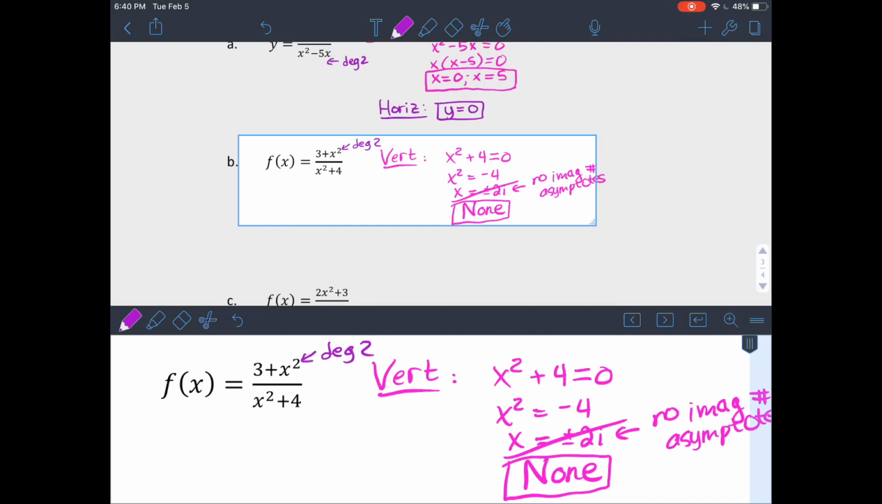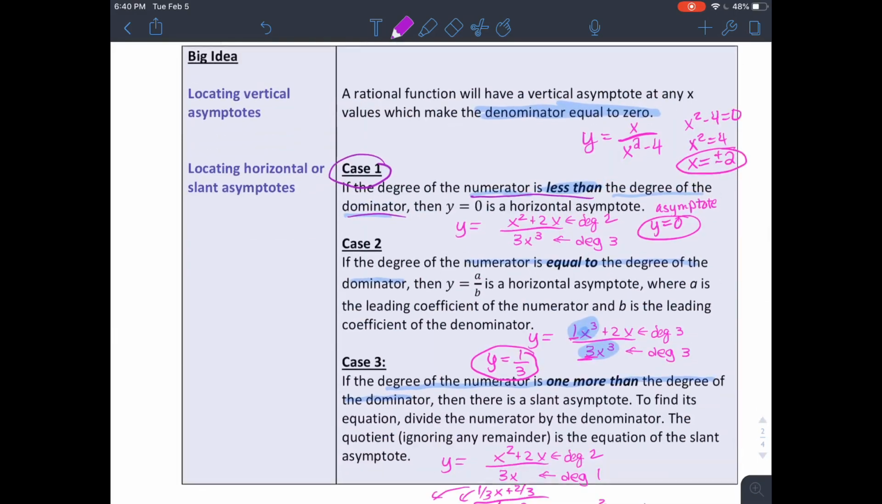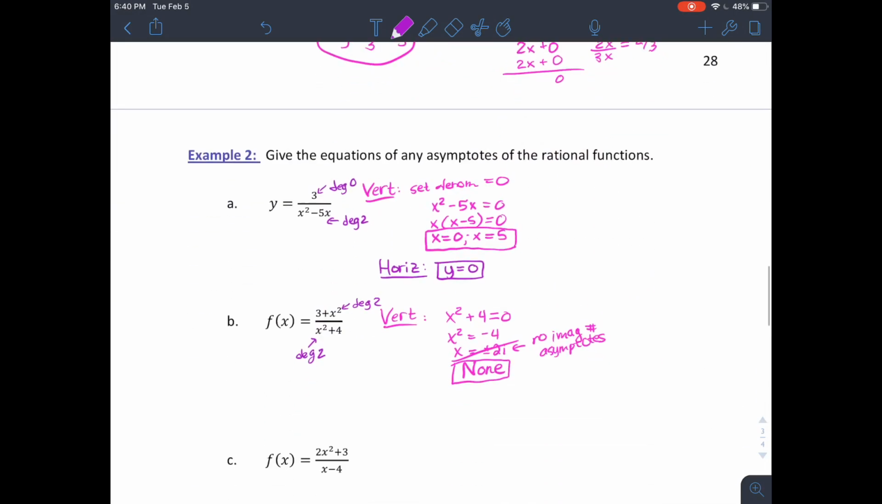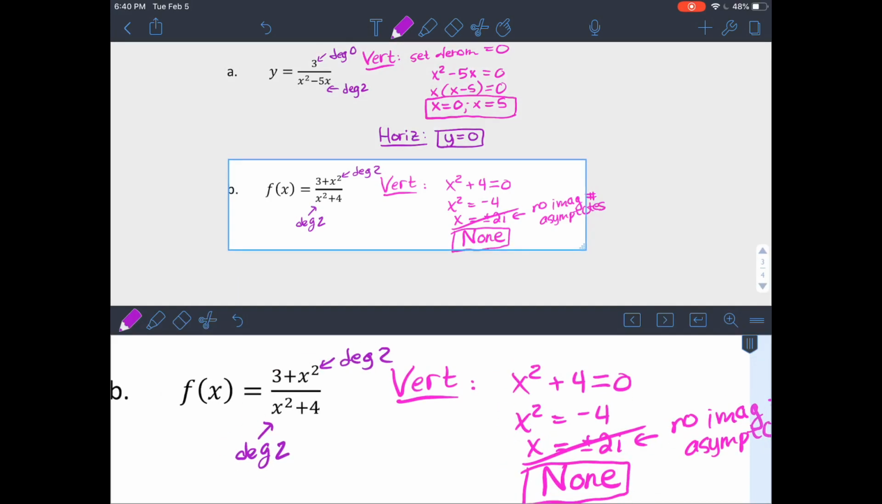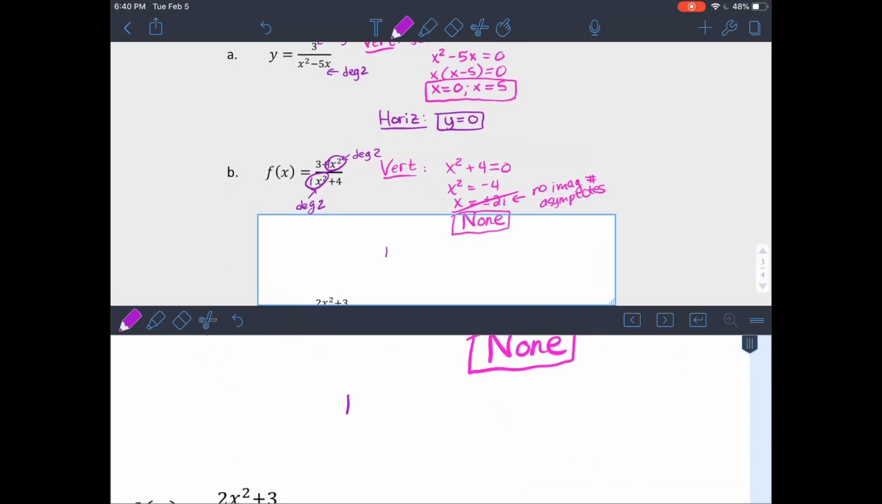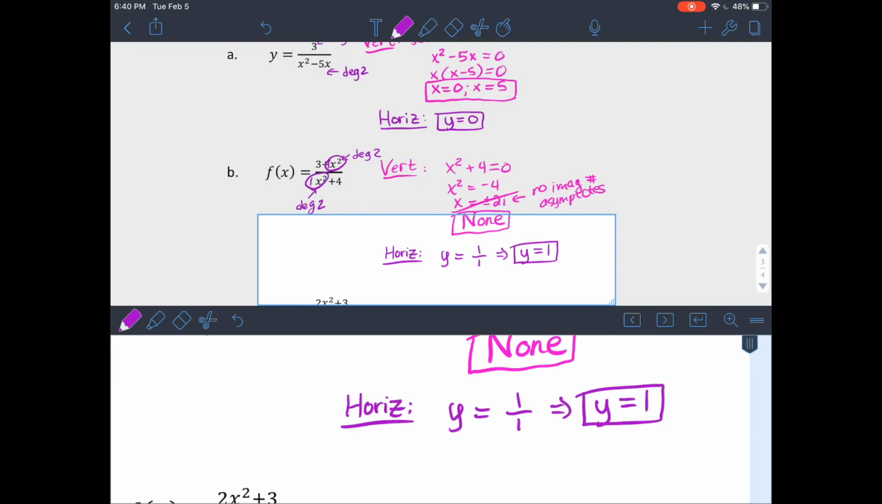Comparing degrees, top's degree 2, bottom's degree 2. That means we're looking at the case where my degrees are equal to one another. So I'm going to divide my leading coefficients, which are just, that's a 1x squared and a 1x squared. So my coefficients on my highest degree terms are just 1 and 1. So my equation of my horizontal asymptote will just be y equals 1 over 1, which is just y equals 1.